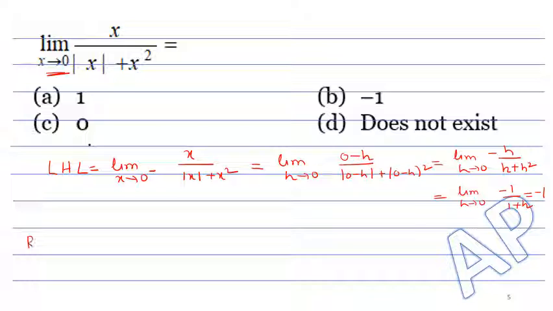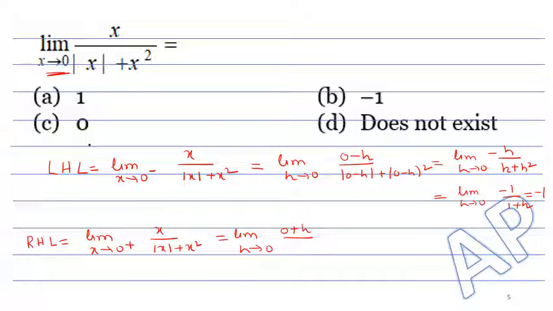Now let us evaluate the right hand limit, which is equal to limit as x tends to 0 plus of x by modulus of x plus x square, which is equal to limit as h tends to 0 of 0 plus h. Now when you evaluate right hand limits, replace x by 0 plus h. When you find left hand limits, replace x by 0 minus h if x is approaching 0.